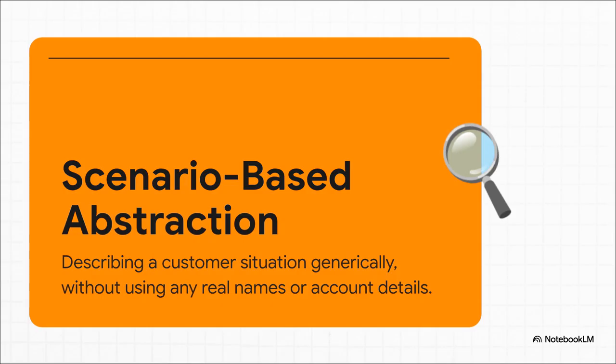And here it is. It's called scenario-based abstraction. Now that might sound a little academic, but the idea is actually super simple. Think of it like this. You describe the type of problem, not the actual person having it. You're talking about the what, not the who. You strip out all the personal stuff. No names, no account numbers, zero identifying details. What you're left with is a generic, anonymous situation. And that, right there, is the secret sauce for using AI safely.